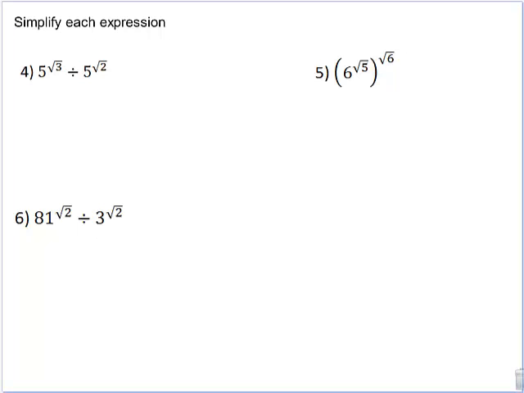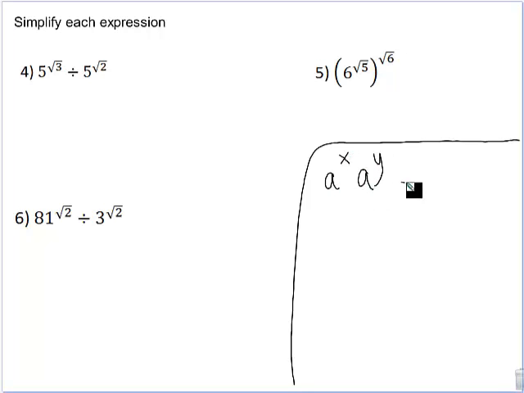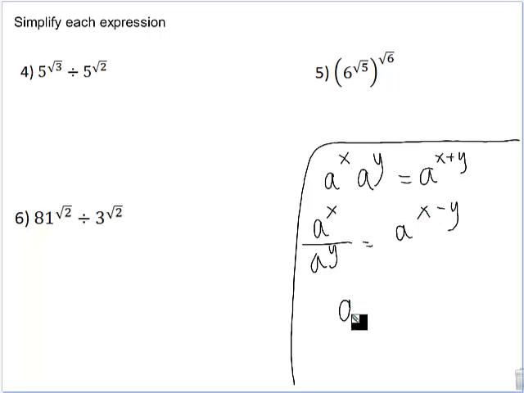So maybe I'll write a little refresher over here on our laws of exponents. What do we do when we multiply two values that have the same base number? You add them. So this would be a to the x plus y. What do you do when you divide? You subtract. So this would be a to the x minus y. And what do you do when you have a power to a power? You multiply: a to the xy.